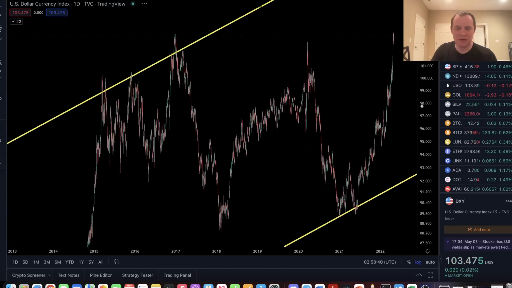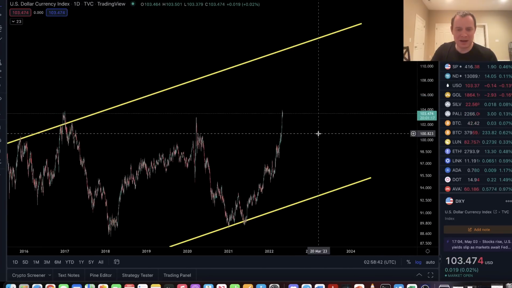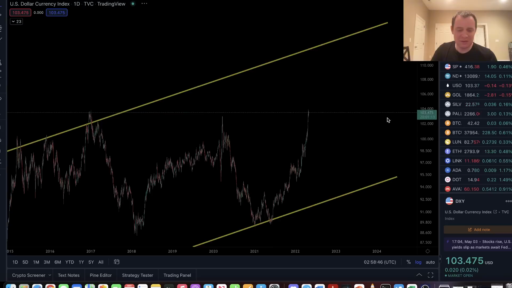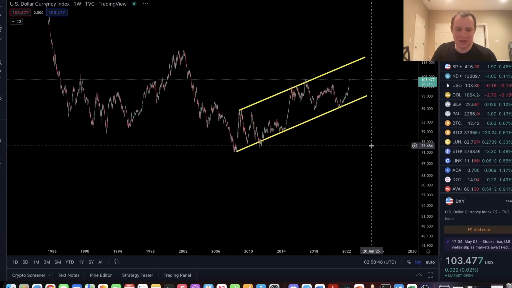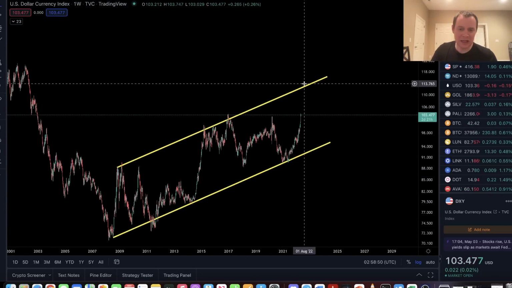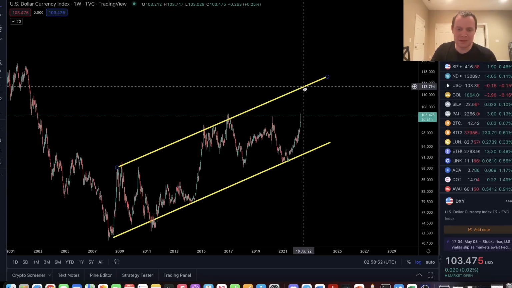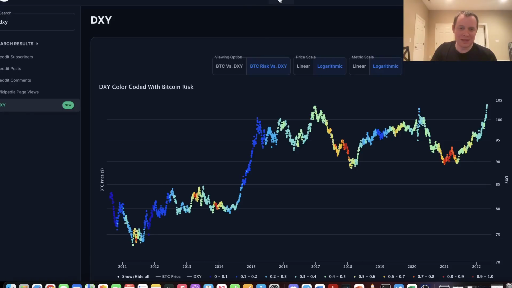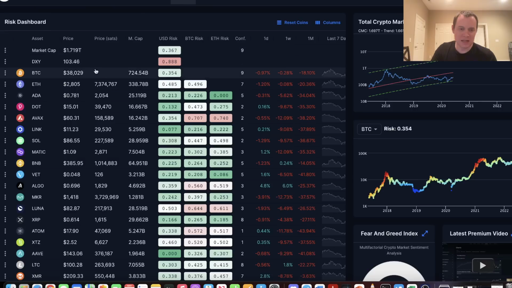Remember, what we're looking for on the dollar is for this parabolic rally to sort of finish off. And as I've said before, if you look at this dubiously drawn channel here, you can see that it would potentially top out at 112 or so, if this is going to go back up to the top of this channel, which coincidentally also corresponds to the dollar risk at 1.